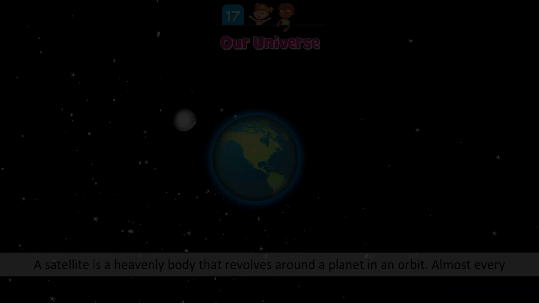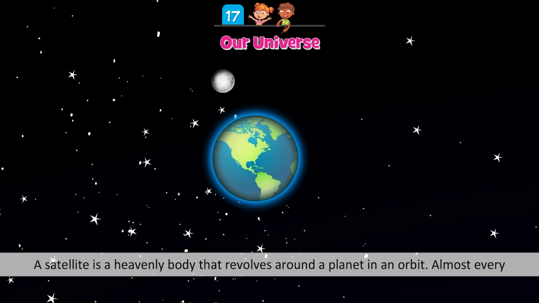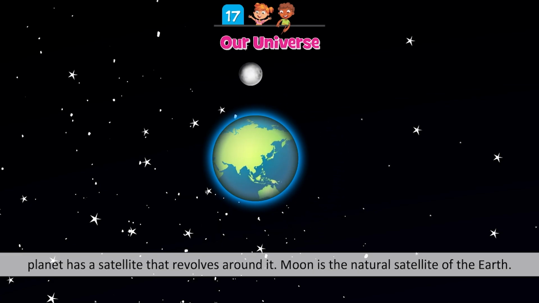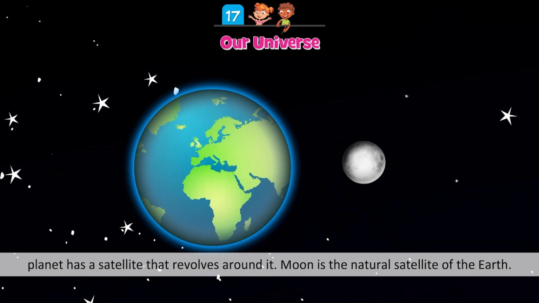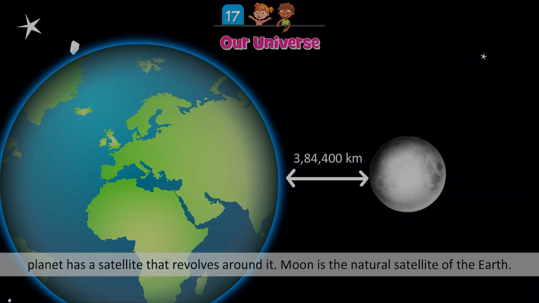Moon and satellites. A satellite is a heavenly body that revolves around a planet in an orbit. Almost every planet has a satellite that revolves around it. Moon is the natural satellite of the Earth. Moon is about 384,400 kilometers away from the Earth.